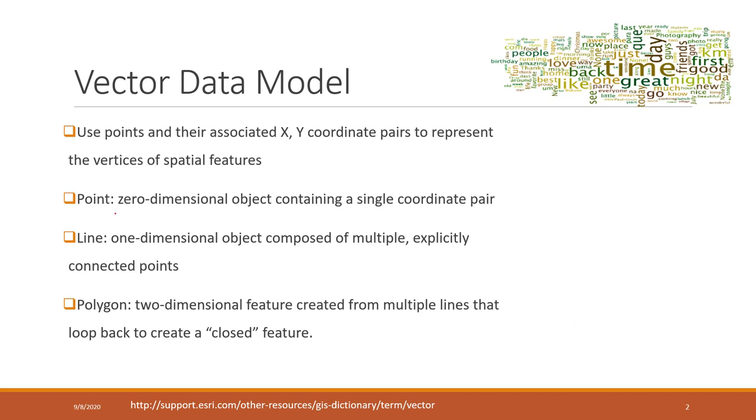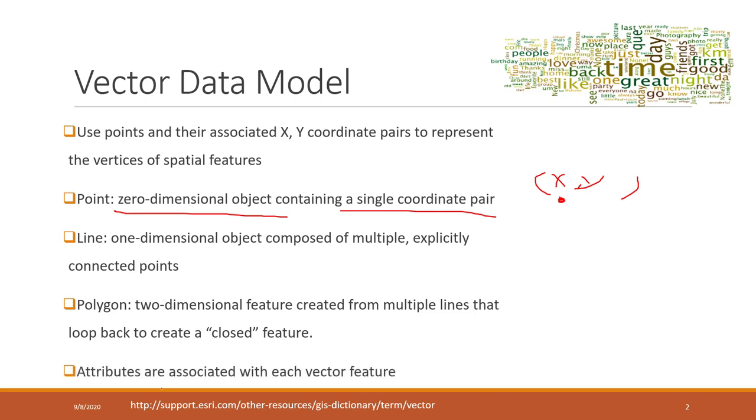A point is a zero-dimension object that contains a single pair of coordinates. So a point is just one single point that has x and y. Each type of spatial feature has non-spatial information, which are the attributes. For example, we can have the name of this point, the type of this point, etc. Okay, so that's the point.